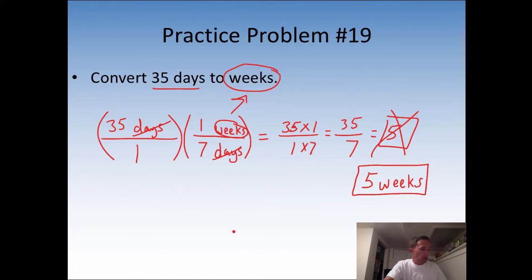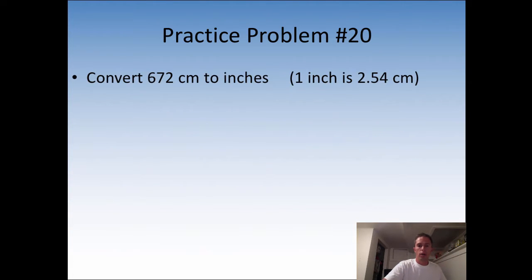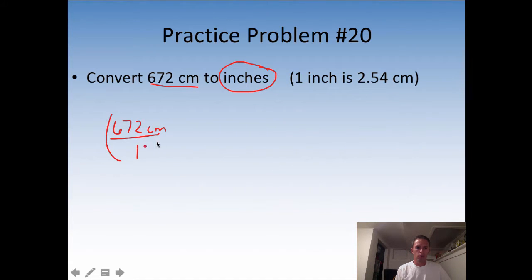Let's go through, let's see, I've got a couple more here. Let's do practice problem number 20. And it says to convert 672 centimeters to inches. All right, get my red back here. So step 1, write down what they give us and put it over 1. They gave us 672 centimeters. And then we want to go to inches. So I'm going to circle that. So write down what they give us and put it over 1. That's always our first step. Put it over 1 and draw parentheses around it.